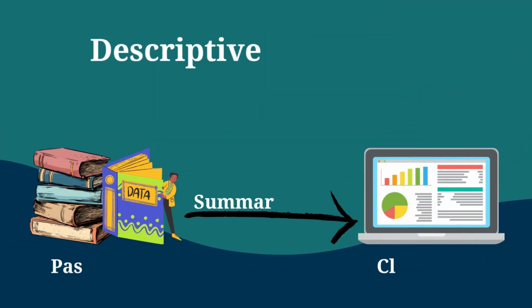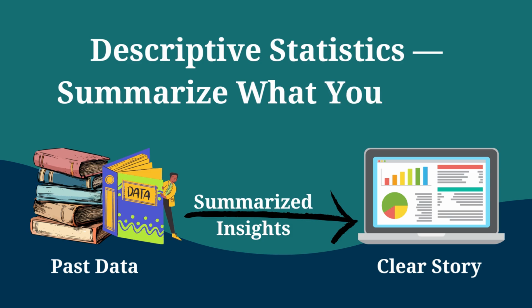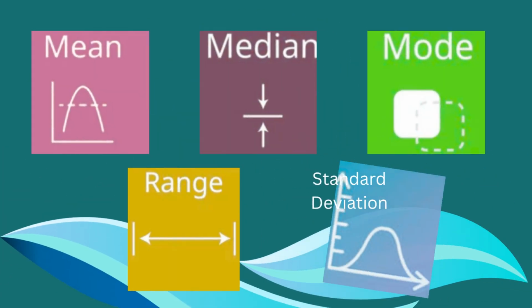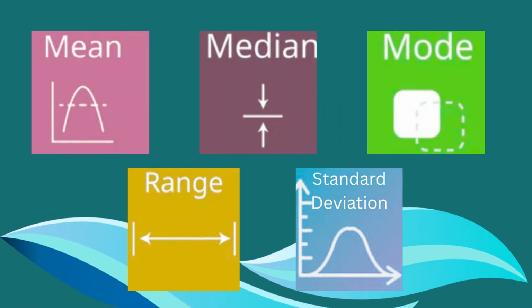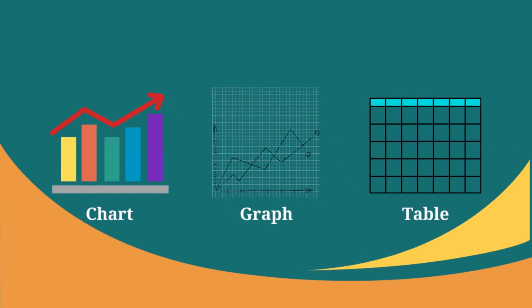Descriptive statistics is all about summarizing and presenting data in a meaningful way. It focuses on what has already happened, giving us a clear snapshot of the past. It uses measures like mean, median, mode, range, and standard deviation, as well as visual tools like charts, graphs, and tables to summarize large data sets. Think of it as creating a summary after reading a long story. You are not predicting what comes next, just describing what is already there.